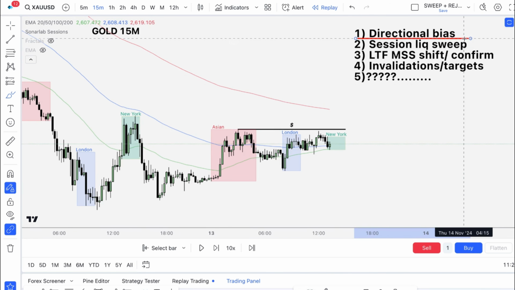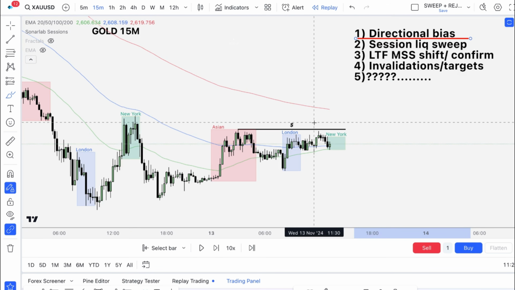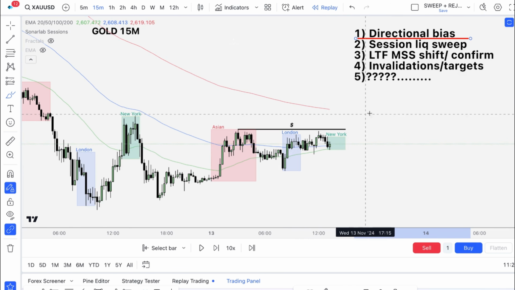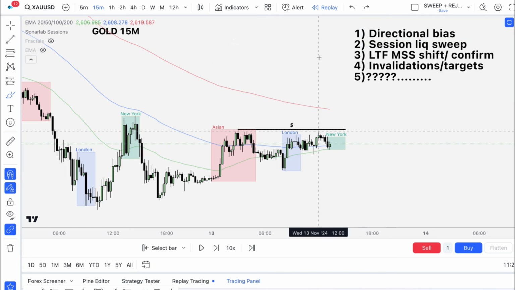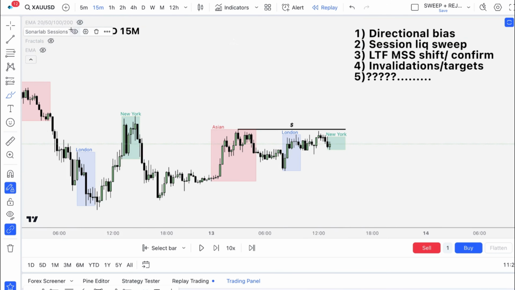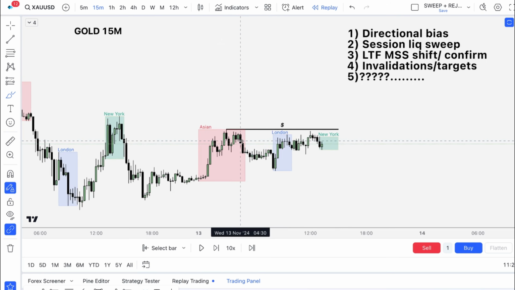So step number one, we need to understand our directional bias. Remember, we talked about the EMAs. So the 50 EMAs on the bottom, the 100 EMAs in the middle, and the 200 EMAs on the top. So therefore, all of the EMAs are in order, and therefore this is a sell bias market. So we're only looking for shorts on this market. Now let's remove the EMAs just for simplicity.